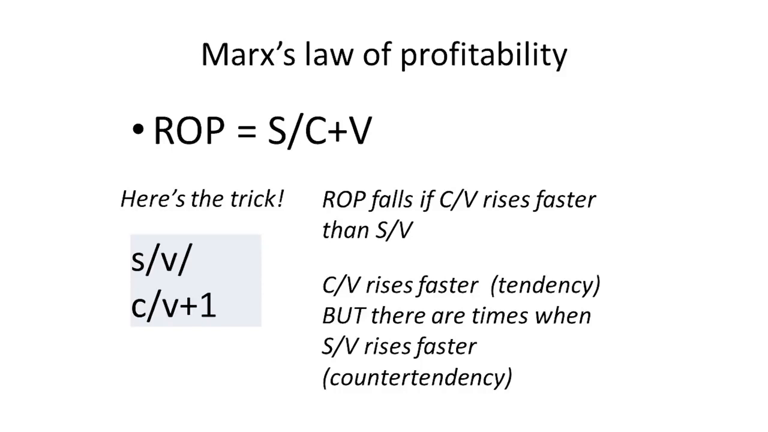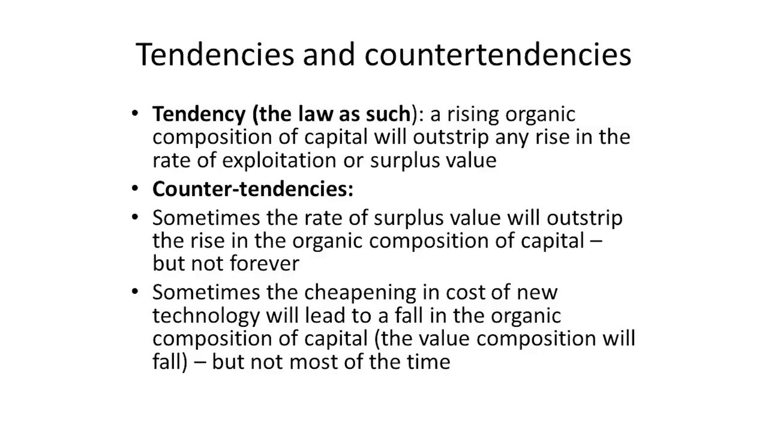So the question really is, will the rate of profit fall if C over V rises faster than S over V? If the organic composition rises faster than the rate of exploitation of surplus value. And that's the general tendency as put forward in the second law. It will rise faster, but there are times when S over V rises faster. This is a counter tendency. So that's why it's a tendency. It's a tendency for the rate of profit to fall because this rises faster than that as a tendency, but there are times when it does not, and that counter-tendency operates.